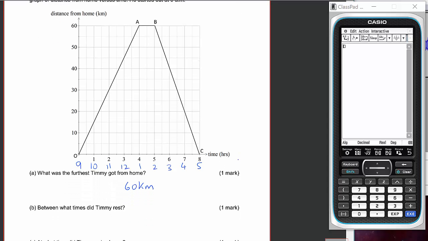Between what times did Timmy rest? Well, the rest must be this period here where he doesn't get any more distance. So the section AB of the graph there. So that seems to be from 1 to 2. So 1 p.m. until 2 p.m.